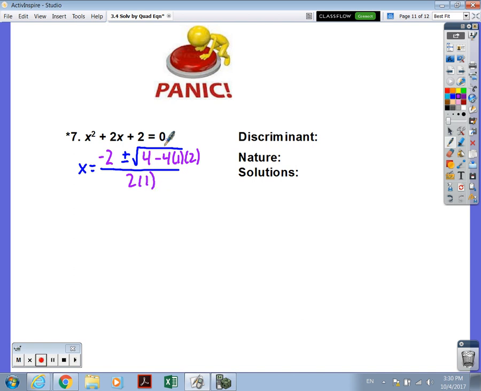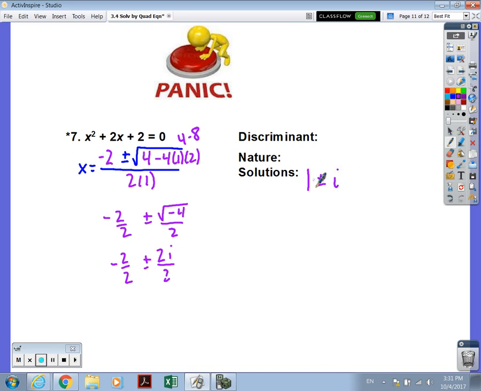And when I work this out under here, 4 minus 8, what? I'm getting a negative underneath. So I have negative 2 over 2 plus or minus the square root of negative 4 over 2. But we know what that is. That's 2i. So if I'm trying to clean this up, while it looks kind of crazy looking, my answer is 1 plus or minus i.